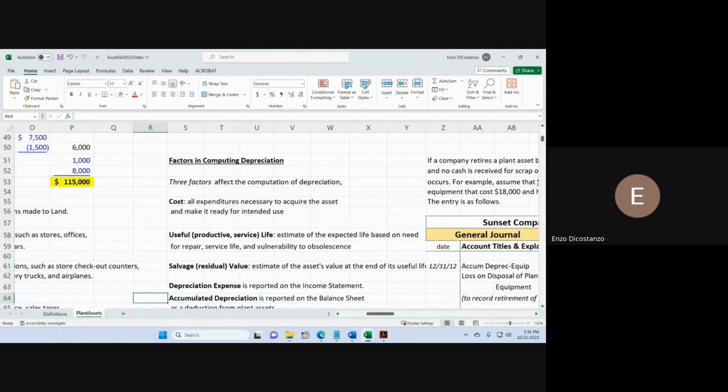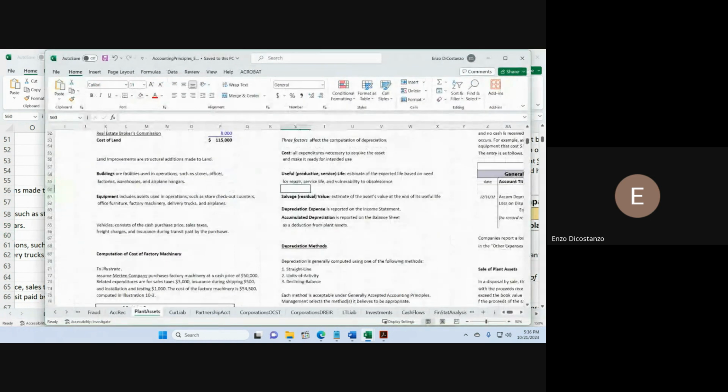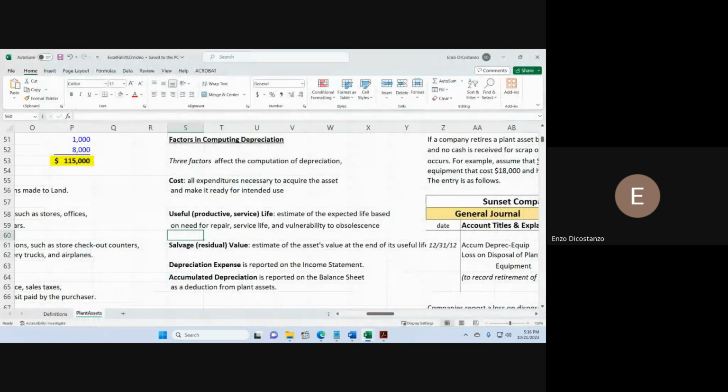Costs are all expenditures necessary to acquire the asset and make it ready for the intended use. Useful service life or productive service life is an estimate of the expected life based on need for repair, service life, and vulnerability due to obsolescence. Salvage value is the estimated value of the asset at the end of the useful life.